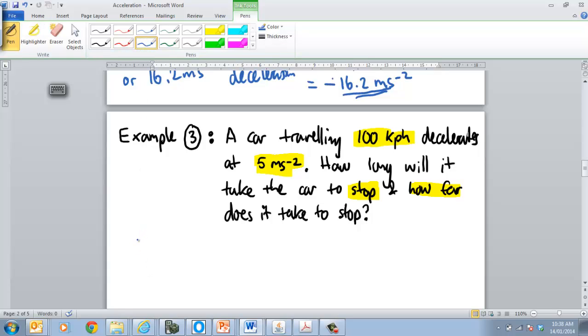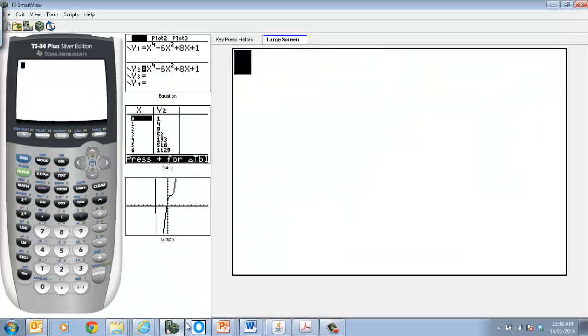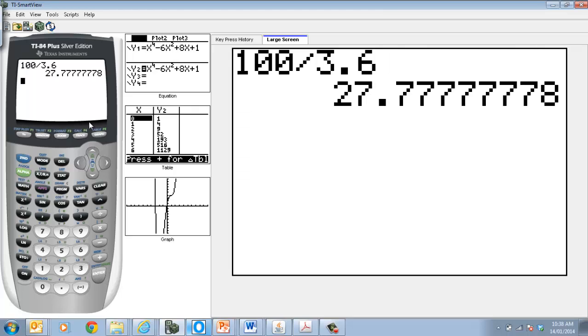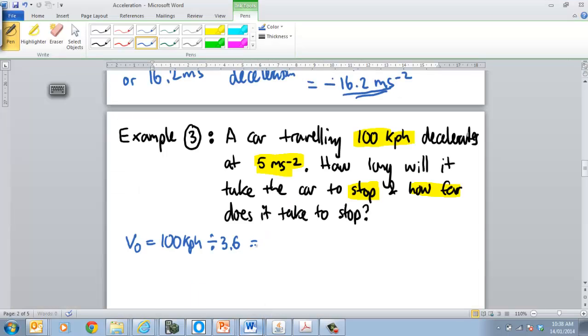So the car's travelling 100 kilometres an hour. That's going to be the initial velocity. That's equal to 100 kilometres per hour. Now I need to convert that to metres per second, so divide that by 3.6. So 100 divided by 3.6. Now you'll probably get used to these, so that's 27.78. Okay, so that's equal to 27.78 metres per second. Our final velocity is going to be equal to 0 because it's stopping.